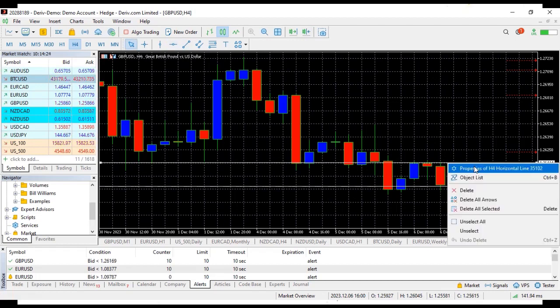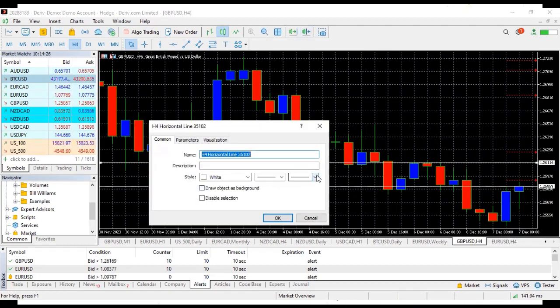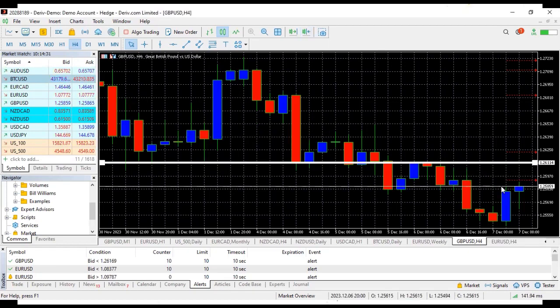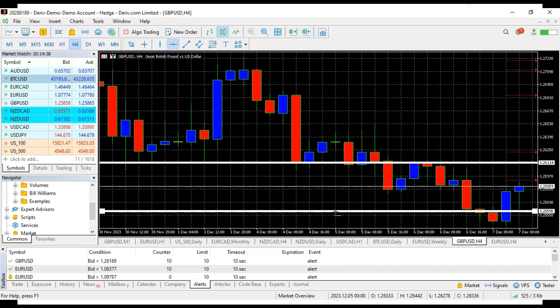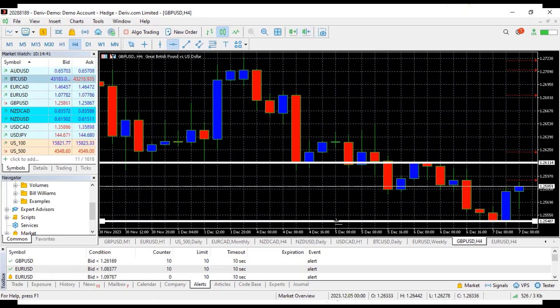Let me use the settings to make it large. So that zone there is like a stop loss. That's where you use a stop loss. Then where is your take profit going to be? This zone here, just below it.